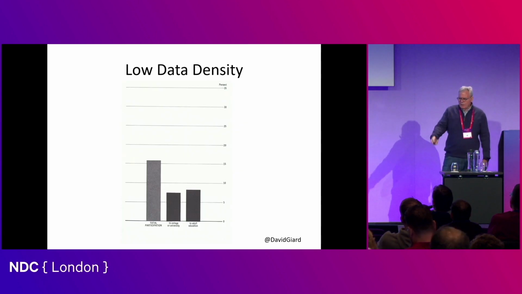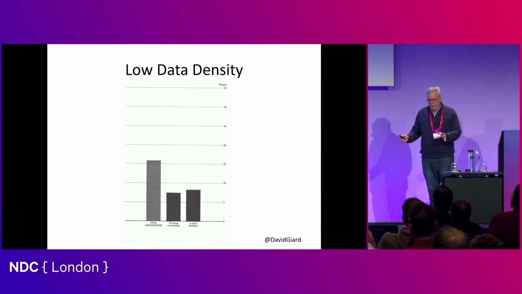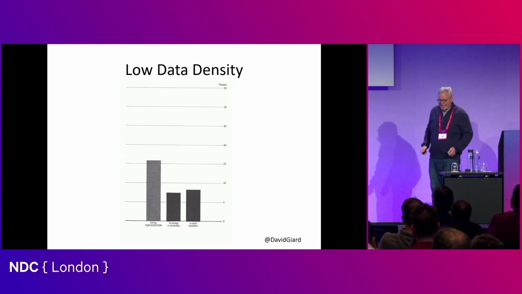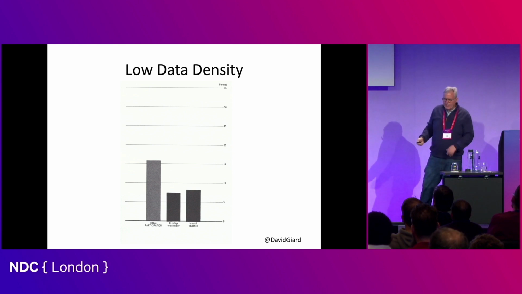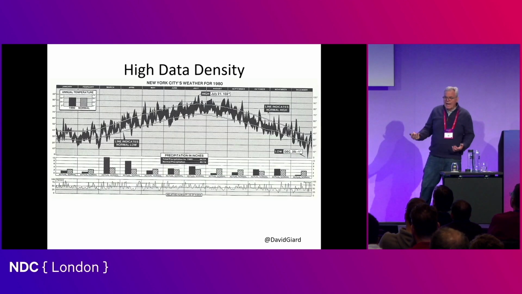But this was in a magazine. It's obviously not very dense. It's very low data density. The first bar is just the sum of the other two. There's only a couple of data points here, lots of wasted space. Low data density. This is high data density.